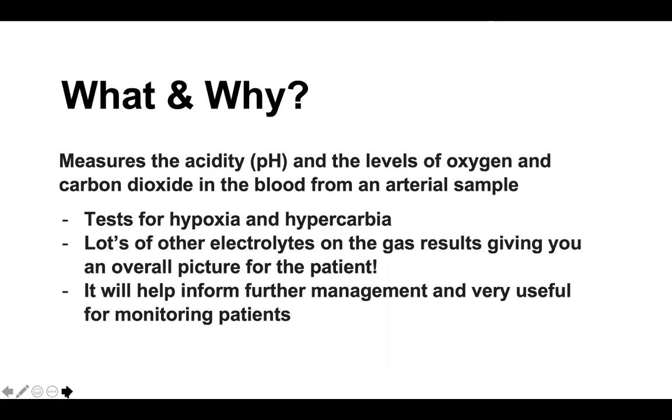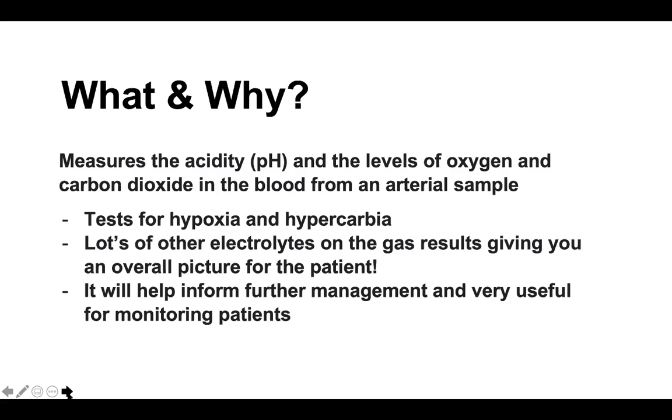So what is an ABG? It's essentially an arterial blood sample, and we usually take them to have a look at the acidity levels of the blood, so the pH level. That is one of the primary things we look at. As well as this, we look at the oxygen, the carbon dioxide, and the lactic acid or lactate level as well.